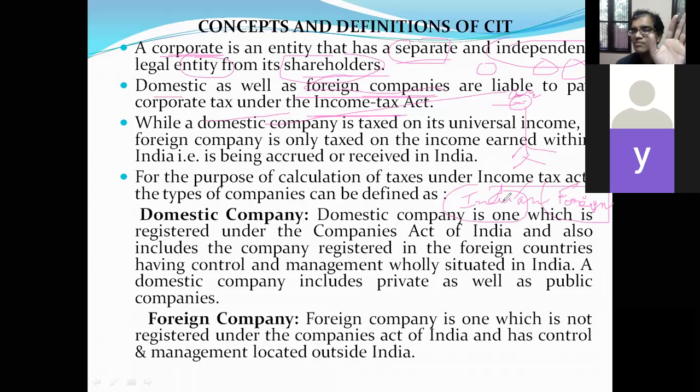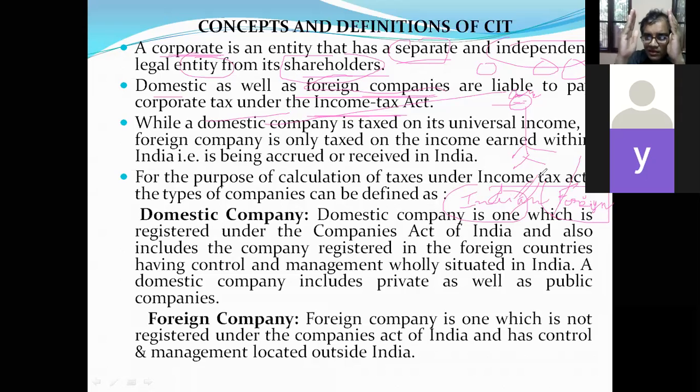That you have to remember. Indian company is liable to pay tax on Indian income as well as foreign income, whereas foreign company has to pay tax only on Indian income. What is Indian income? That is incidence of tax. That is also there for you.